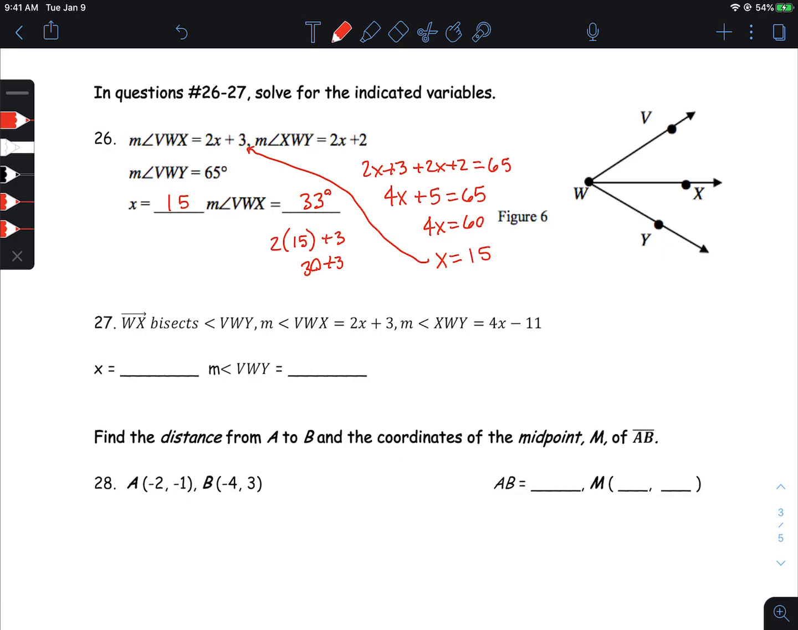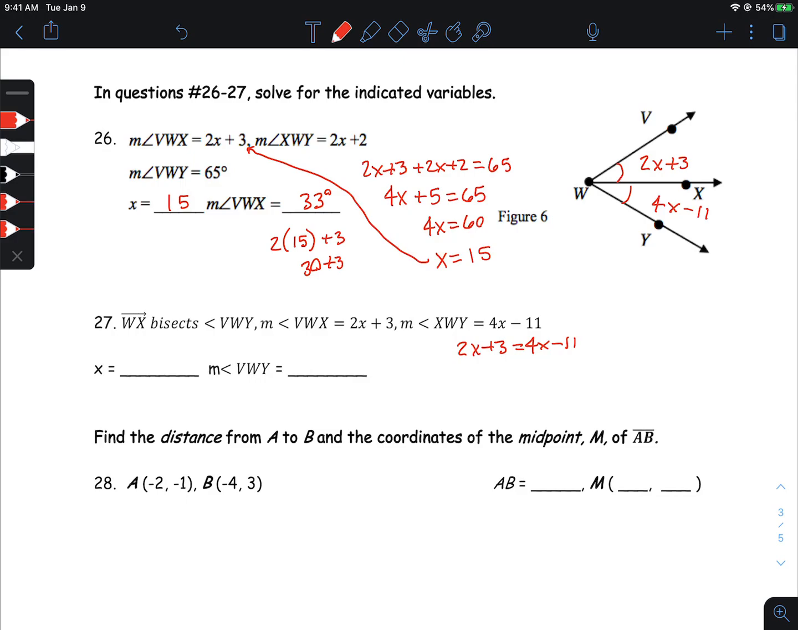So though, let's see here. Let's label everything. VWX is 2x plus 3 again. And then the XWY is 4x minus 11. So since it's bisected, we can say that this angle right here is going to be the same number of degrees as that angle right there. So essentially, we set these guys equal.